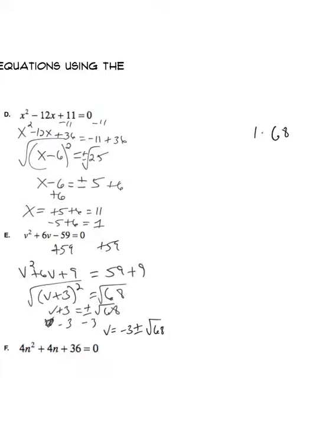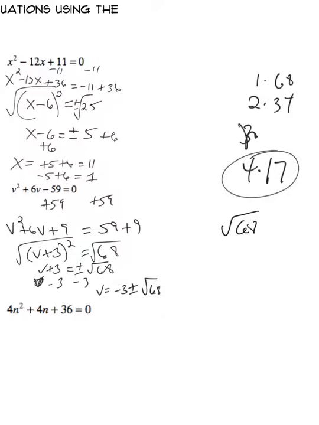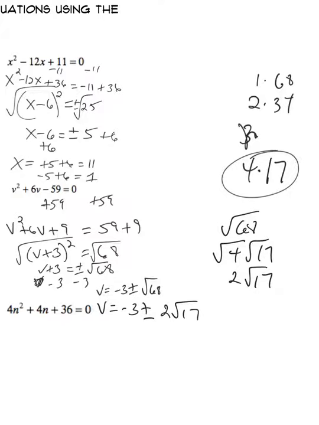1 times 68, 2 times 34, 3 times, nope, 4 times, yep, 4 times 17. There's a perfect square, 4. So if I take the square root of 68 and I make it 4 times 17, then I can simplify that to 2 radical 17. So plus or minus 2 radical 17. Beautiful.